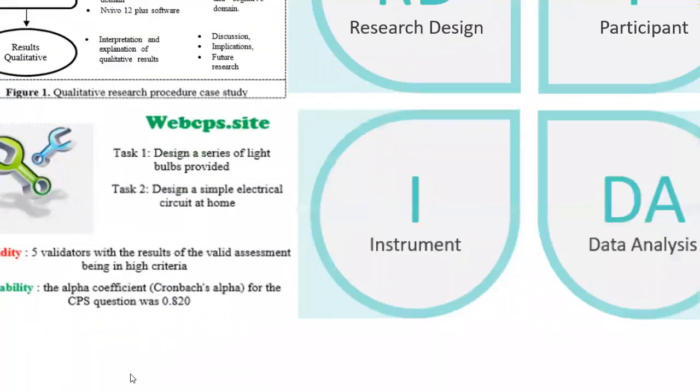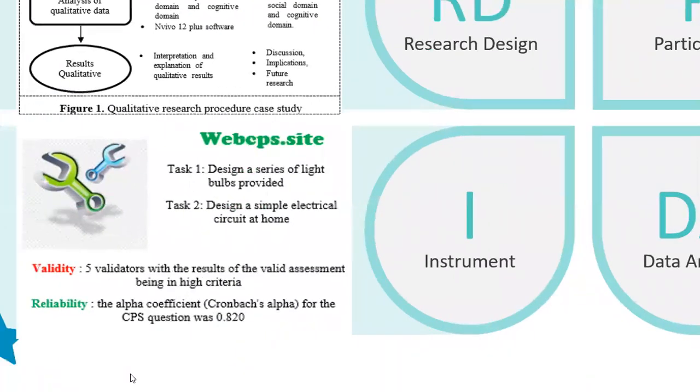We use webcps.site, which consists of 2 tasks. Task 1, design a series of light bulbs provided. Task 2, design a simple electrical circuit at home. Validity was assessed by 5 validators, with the result of the validity assessment being in high criteria, and reliability 0.82.